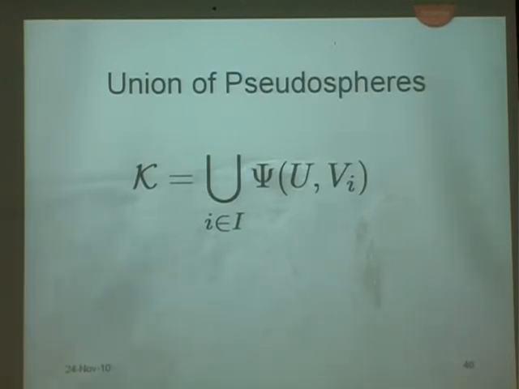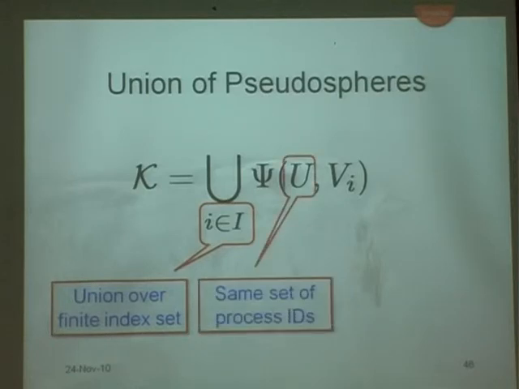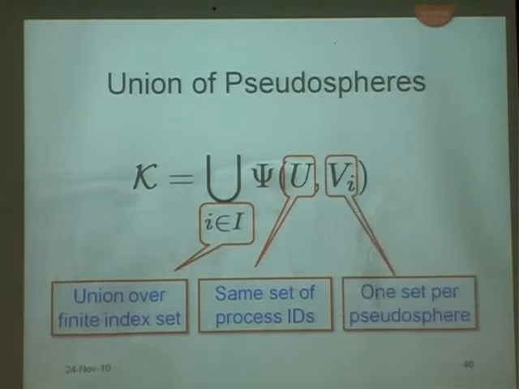So let's say we have a union of pseudospheres where each of these is a different set. Remember, for each I take some element of V_i and I assign it to each vertex in here. So I've taken pseudospheres over possibly different sets, and then I'm going to union them. And the question is, what can we say about the connectivity of this? So we have a finite index set. We have the same set of process IDs in every pseudosphere. And we have a distinct set for each pseudosphere.